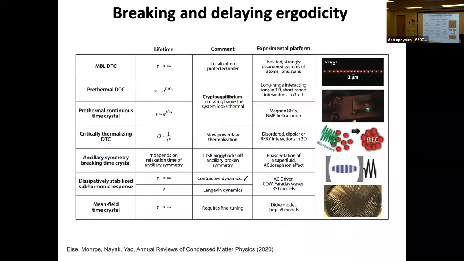And just to hammer that point home a little bit, what I'm showing here, we won't go through the table in detail, but there's a number of different ways that people have, in different systems, to break or delay the onset of ergodicity. And in some sense, each of these leads to a different version of time crystalline order, with a different type of stability and a different type of physical system that naturally would host it. So what I'll do in the next couple of slides is go through a couple of really nice recent results from various groups, to give you a feeling of how one can break ergodicity, and then we'll zoom into the specific question that we're asking.